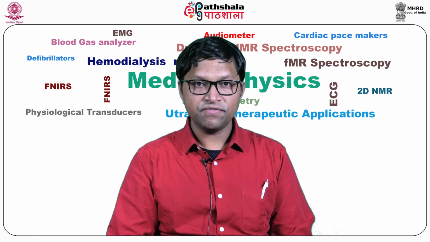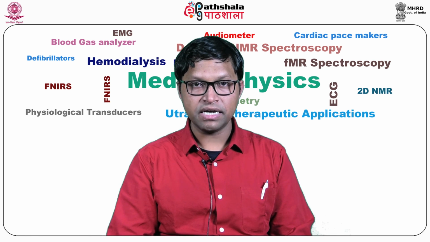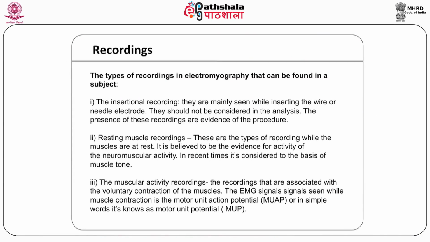Now, let us discuss the various types of recordings in electromyography that can be found in a subject. First, the insertional recordings. They are mainly seen while inserting the wire or needle electrode. They should not be considered in the analysis. The presence of these recordings is evidence of the procedure.